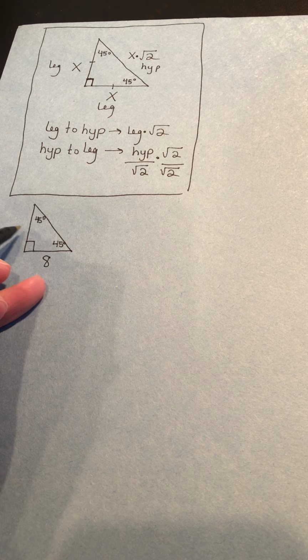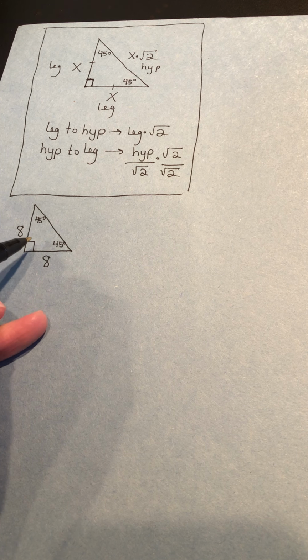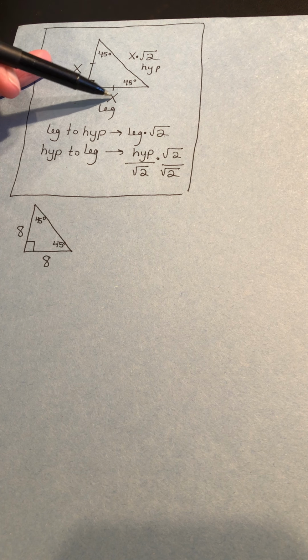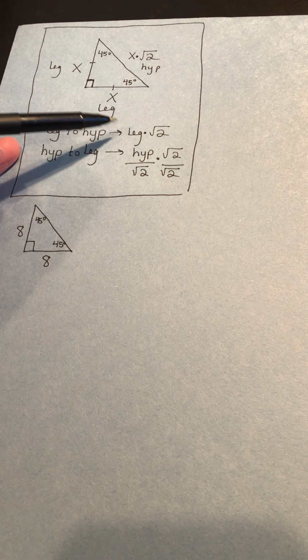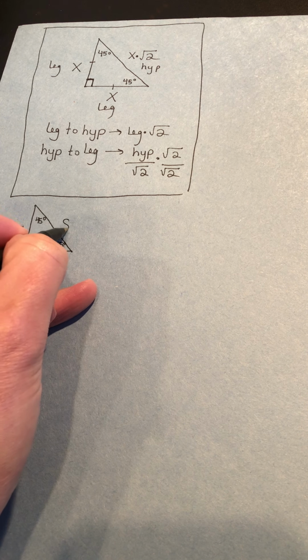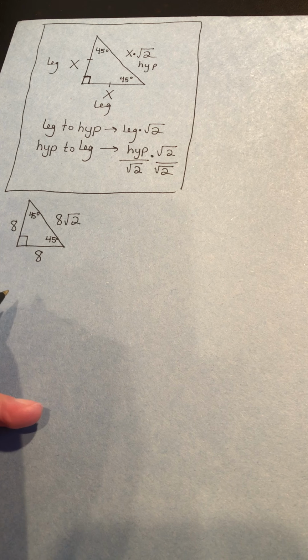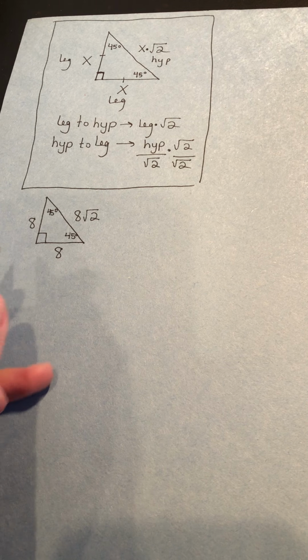Well, we know the other leg is 8. And to get to the hypotenuse, since we're going bigger, going from the leg to the hypotenuse, we're going to multiply the leg times root 2. So I'm going to take the 8 and multiply by the square root of 2. Okay, that's easy enough. Now let's try a more complicated example.